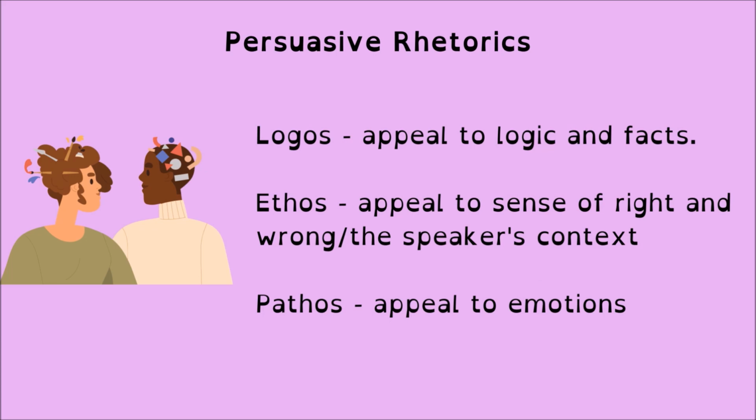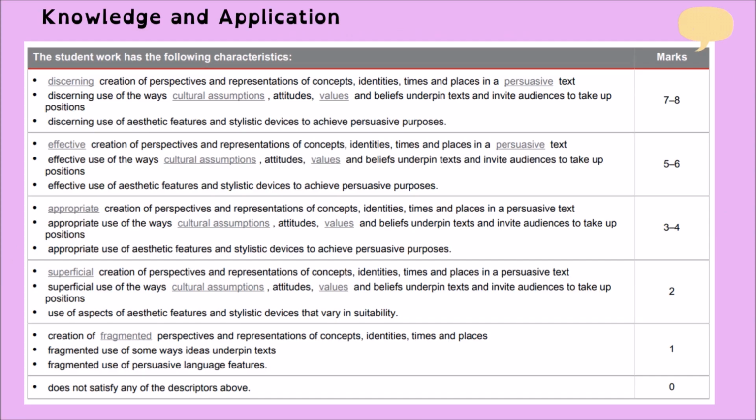There are 3 persuasive rhetorics. So these are the styles in which you speak. So there's logos, ethos, and pathos. Logos is appealing to logic and facts. Ethos is appealing to a sense of right and wrong, but it's also relating to the speaker's context. And then pathos is appeal to emotions.